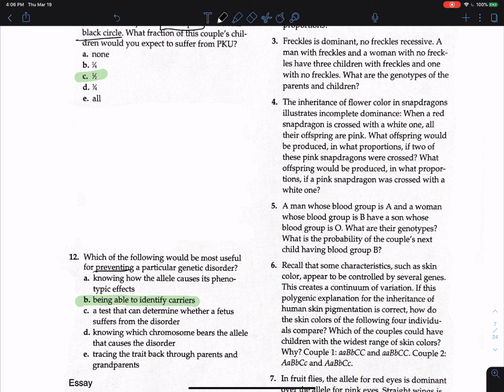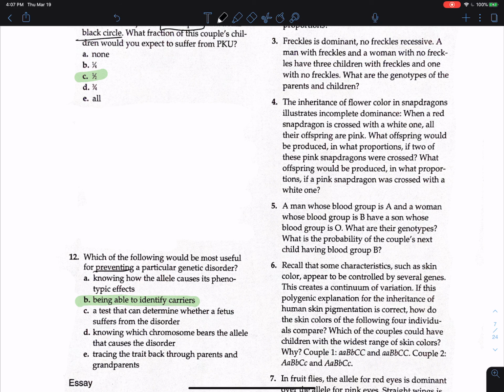So, incomplete dominance is rather tricky to calculate. But if you were to cross a pink snapdragon with a pink snapdragon, there'd be a 1/4 chance of red, 1/2 pink, and 1/4 white. If you cross the pink and the white, you'll have a 1/2 chance of pink, 1/2 chance of white. So again, just a Punnett square. And in this case, it's two different Punnett squares.